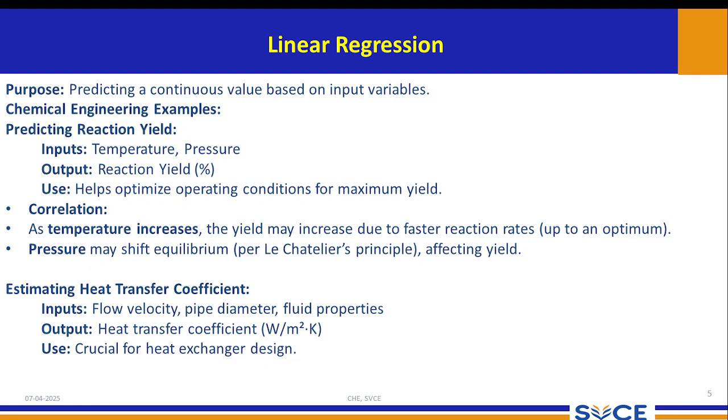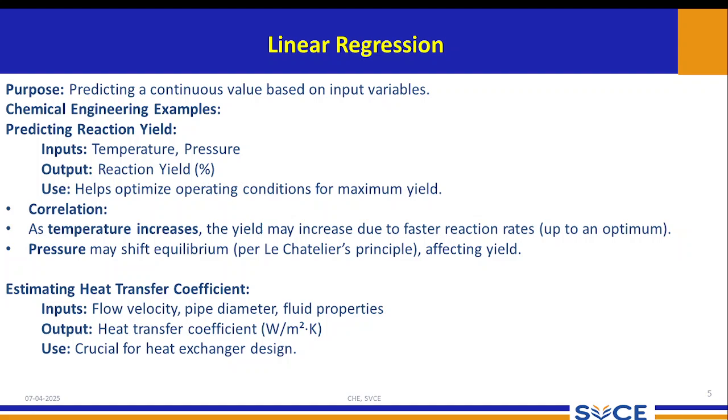Linear regression predicts a continuous value based on the input variables. In the chemical engineering example here, the input is temperature and pressure, and the output is reaction yield. How are they correlated? When the temperature varies, what happens to my reaction yield? As the temperature increases, the yield may increase due to a faster reaction rate, up to an optimum. Pressure may shift the equilibrium, affecting the yield as per the Le Chatelier principle. So these variables are linearly correlated.